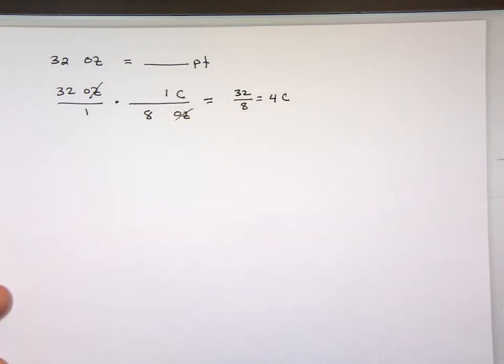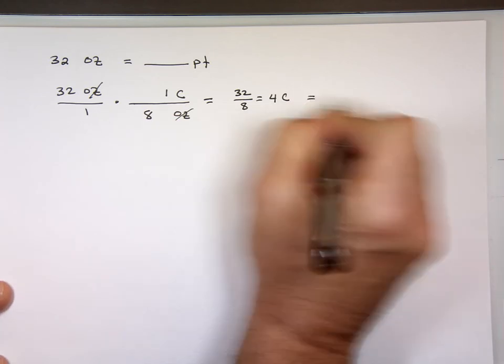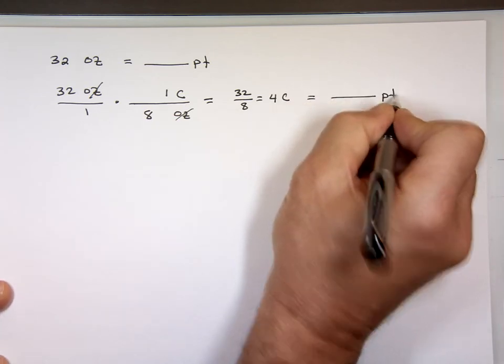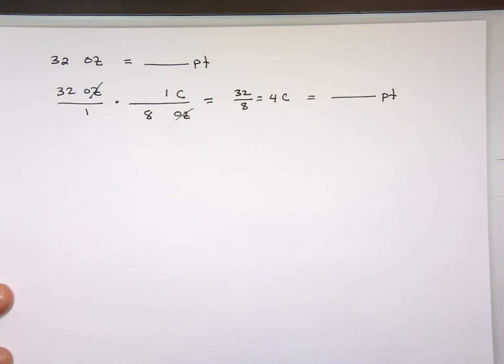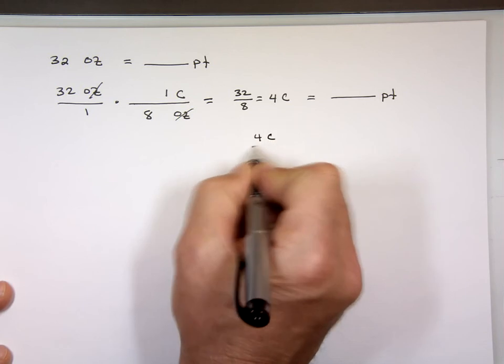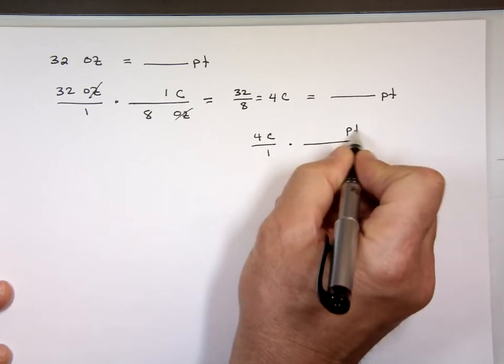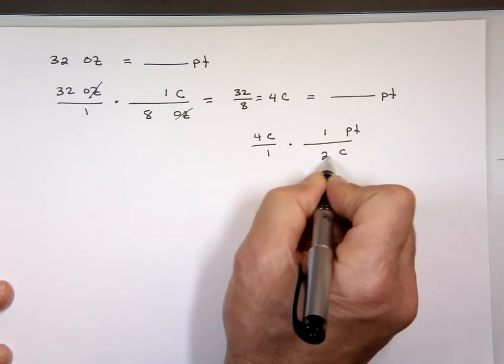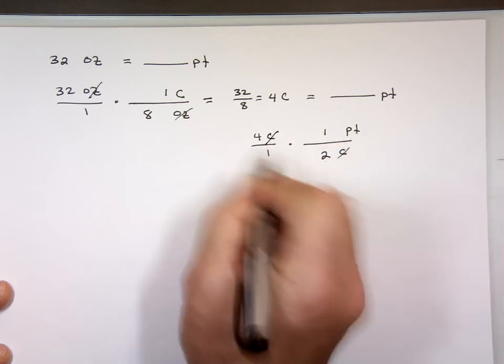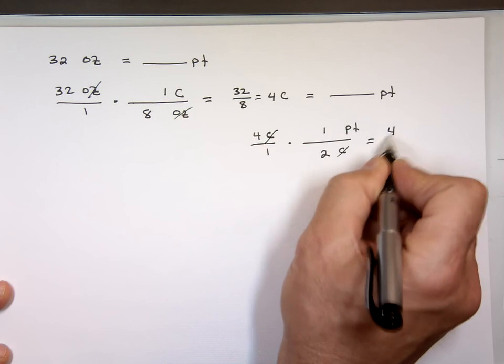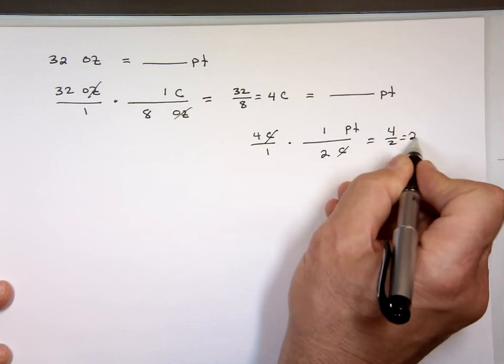Now let's convert this to pints. 4 cups over 1. Cups on the bottom, pints on the top. 1 pint is how many cups? 2. 4 times 1 is 4 divided by 2, which is 2 pints.